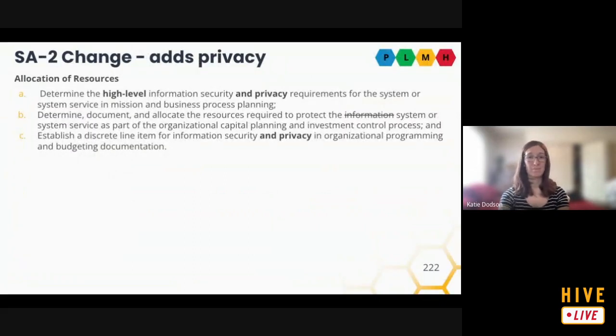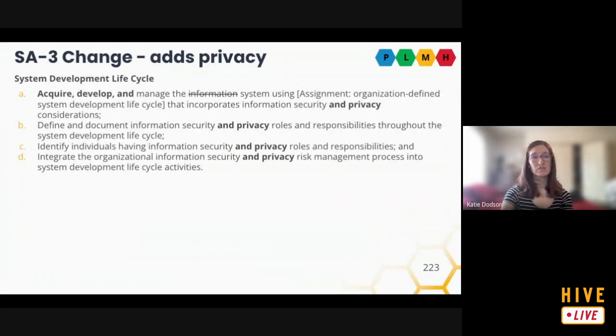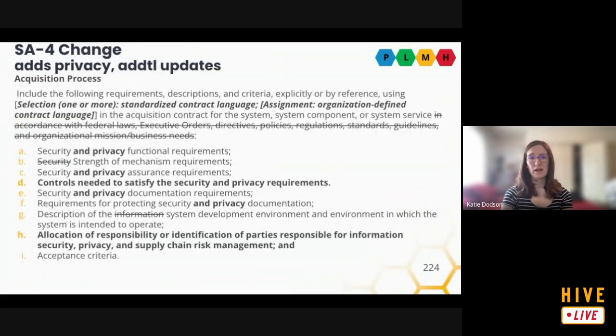All right, so SA-2 impacts privacy low, moderate, and high. Just added some language about incorporating privacy requirements as well when it comes to allocation of resources. Same thing with SA-3, added privacy throughout. Part A also had a little bit of a language change here. Rather than just managing the information system, it's now acquire, develop, and manage the system. So minor change there.